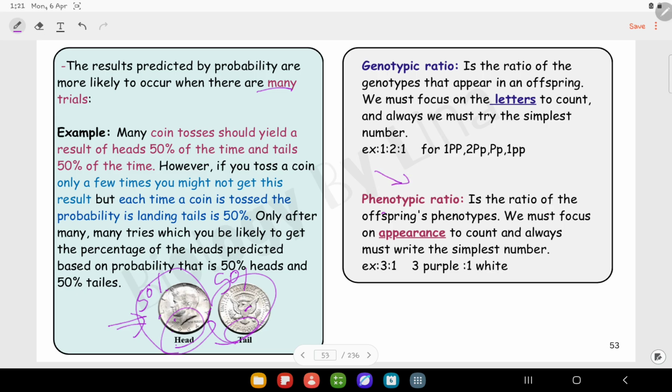And for the phenotypic ratio, you should focus on the appearance of the organism. For example, we say purple, we say white. We can say 3 purple to 1 white, 3 to 1. This is a phenotypic ratio.